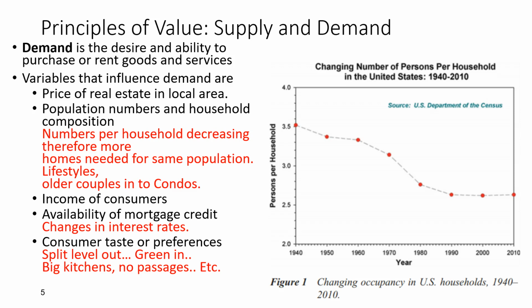The more money you earn, the better house you can buy. The availability of mortgage credit, which is influenced by the federal government, amongst other things, and change in interest rates. As interest rates go up, the monthly payments go up, less people can afford to buy. And consumer tastes. In other words, in the 70s, we liked split level homes. Now we don't. We like green homes. We like big kitchens, no passageways, and large bathrooms or multiple bathrooms. 30 years ago, that didn't matter. So even though the homes that we have are very usable, they're not in the desired style that people want today.